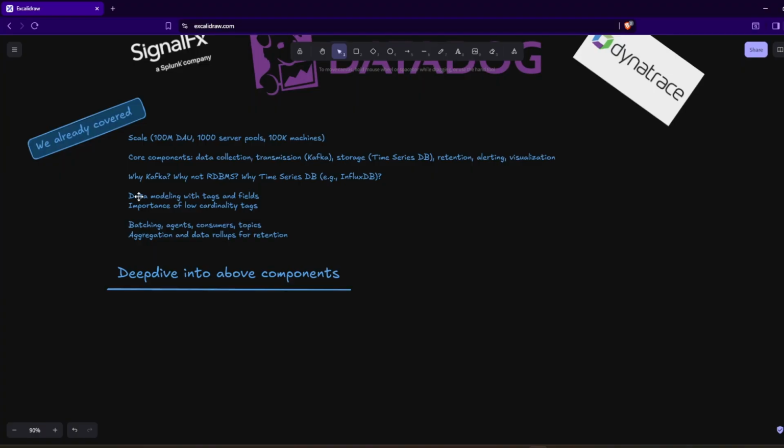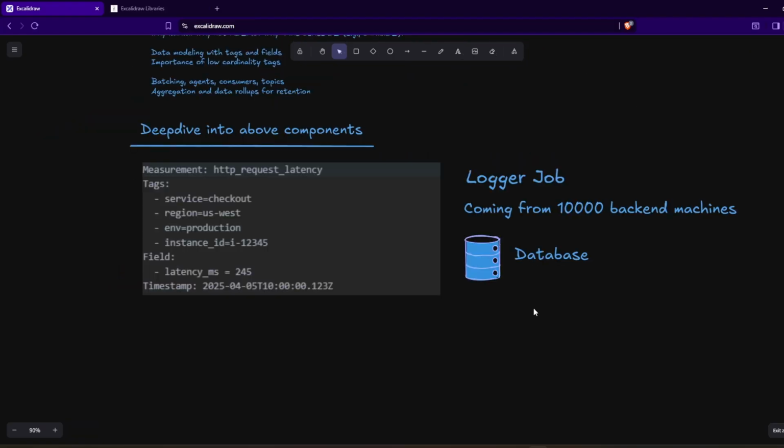So the first question is, how exactly would the database look like? For example, in our case, let's start off with the database. How would our database look when we are tracking API requests from thousands or tens of thousands of backend machines, suppose for Amazon e-commerce? This is one of the measurements that we are getting from our logger job, and suppose it is coming from the logger job in Amazon e-commerce.